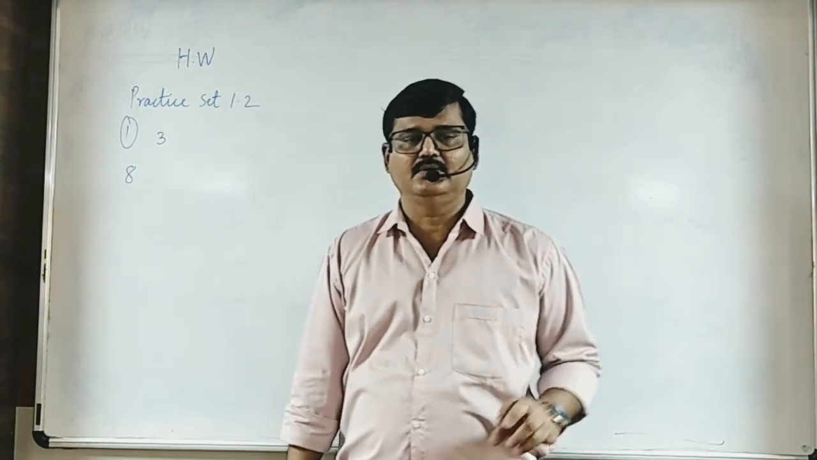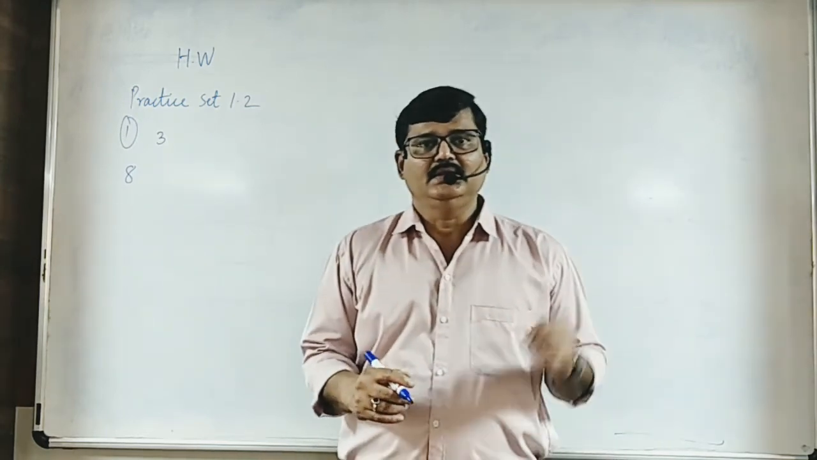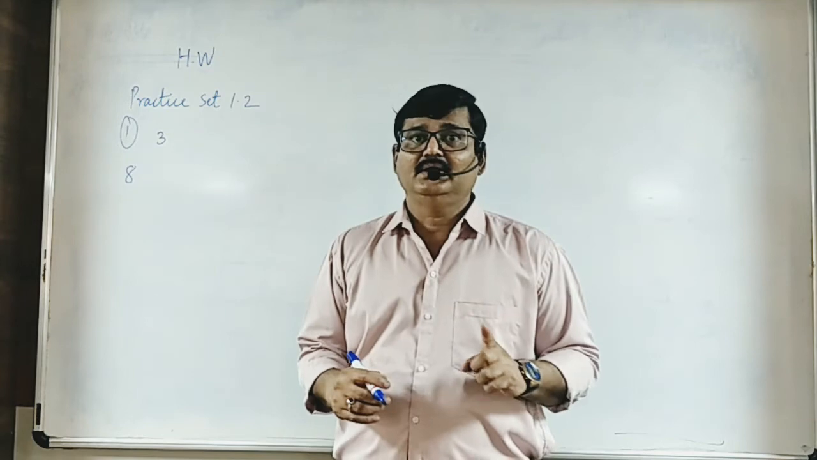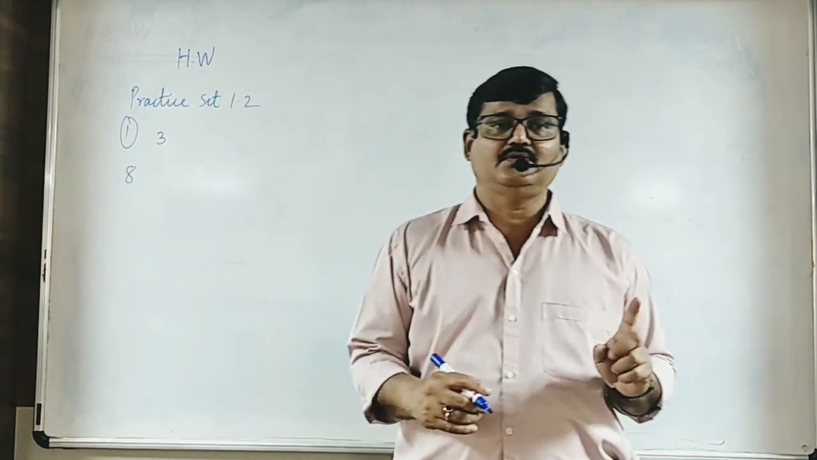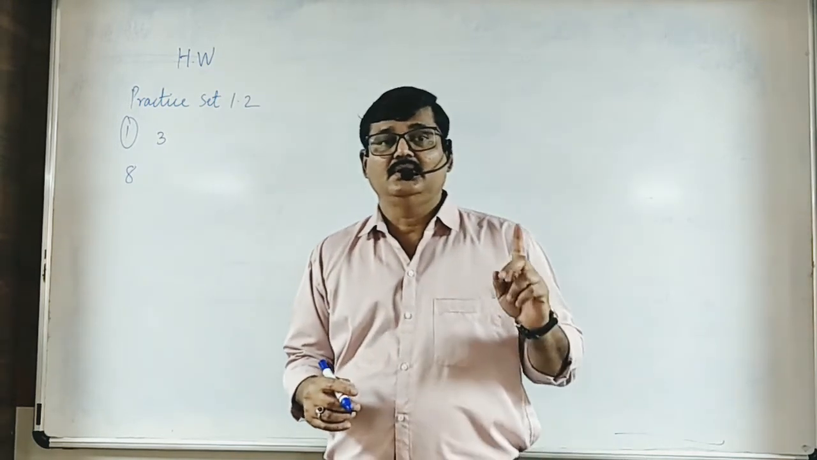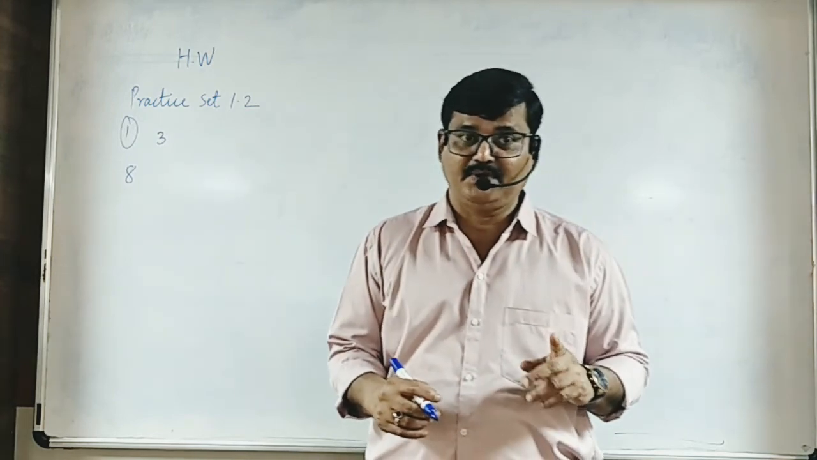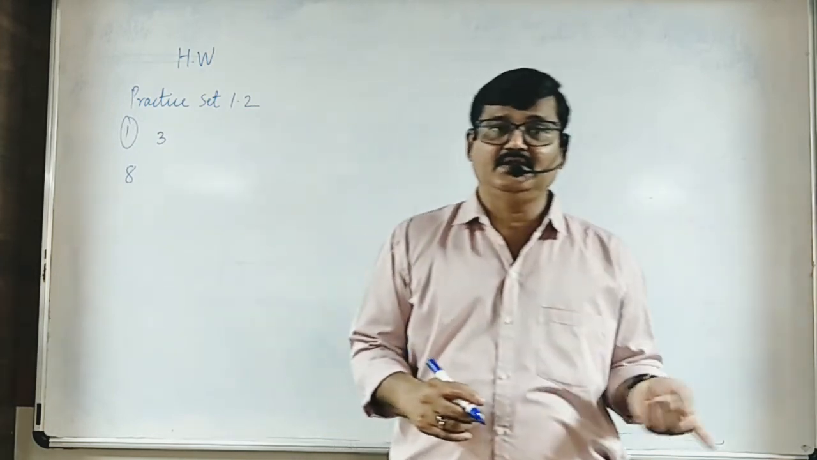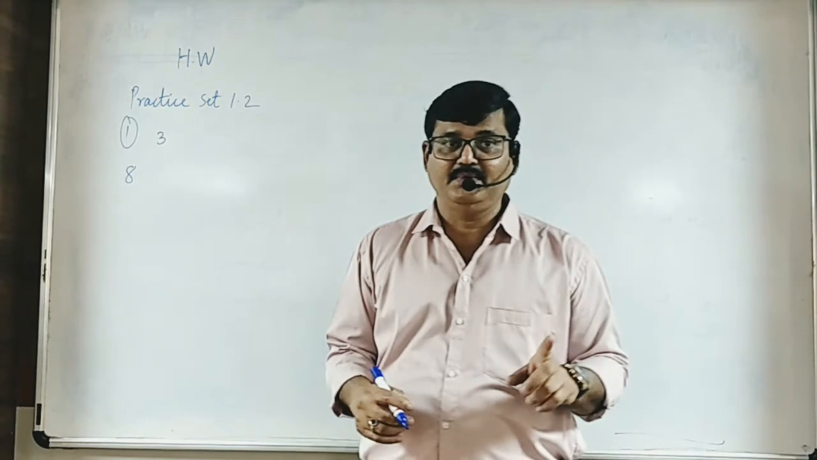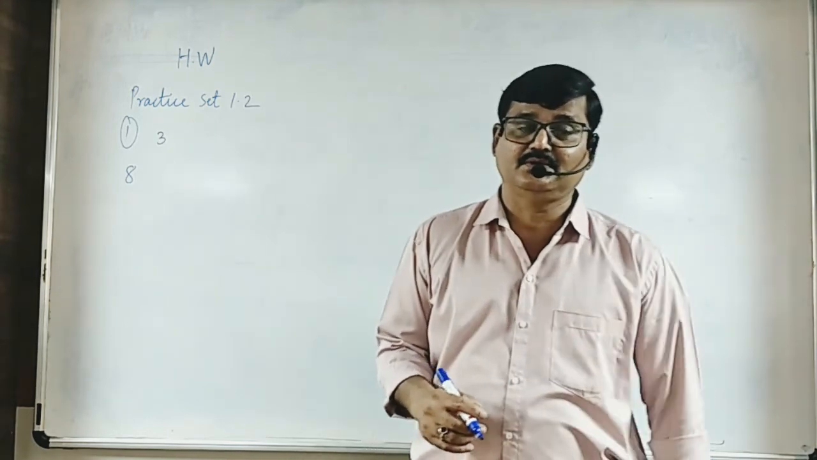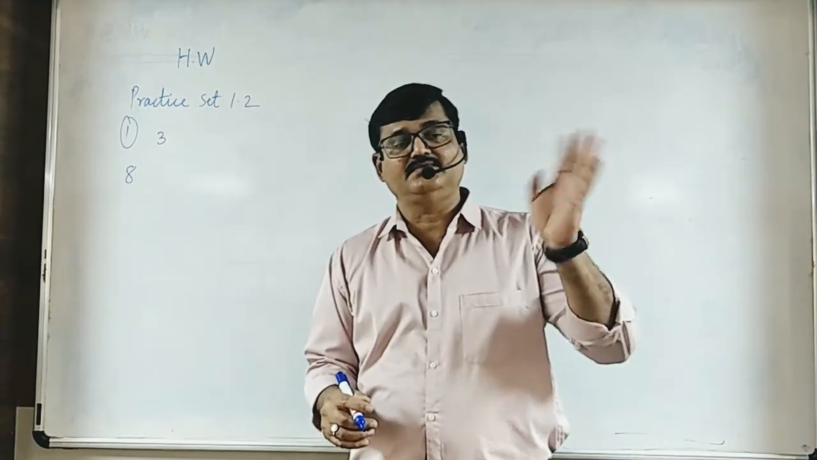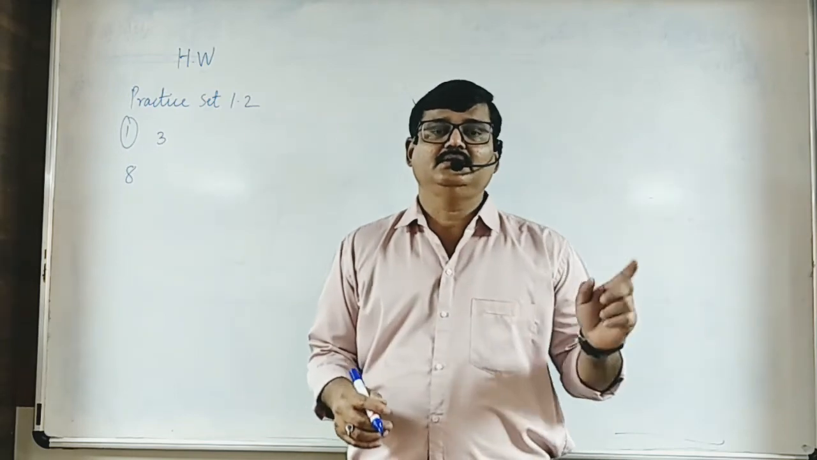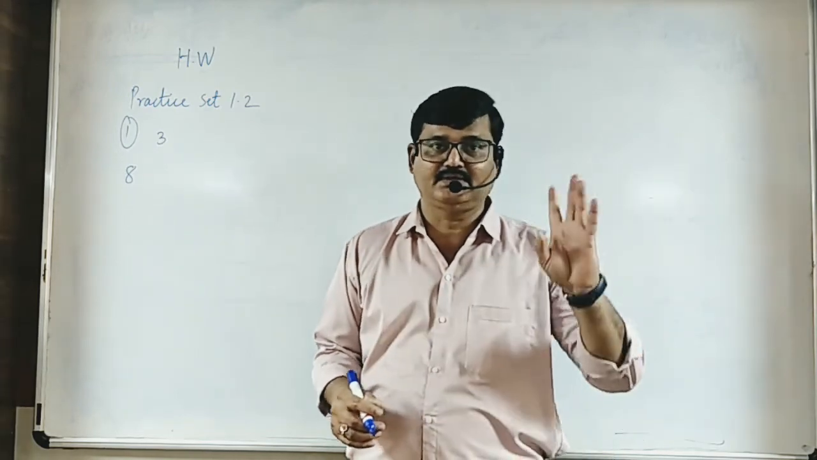Now I will briefly go over whatever I taught you. In practice set 1.1 we have done the property that the ratio of the areas of two triangles is equal to the ratio of the products of the base and corresponding height. If the heights are equal then the ratio is equal to the ratio of the corresponding bases, and if the bases are equal then the ratio is equal to the ratio of the corresponding heights, and if the base and height are both equal then the ratio is equal to 1. We have done this in practice set 1.1.